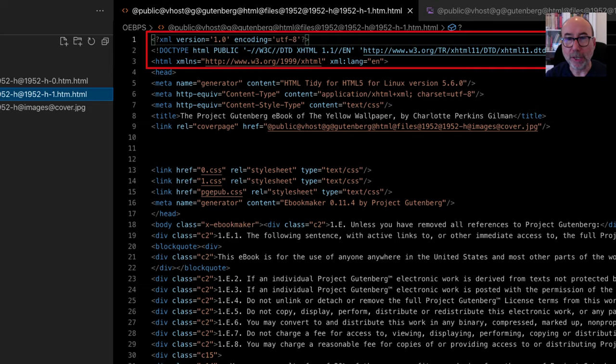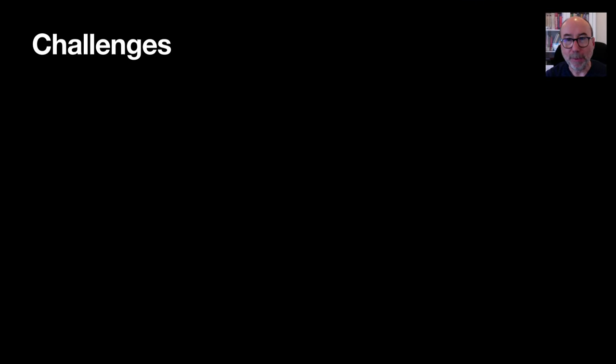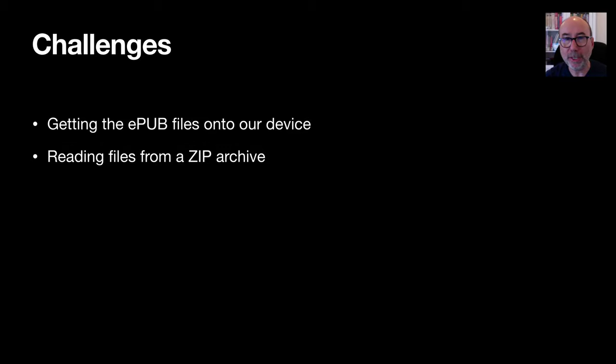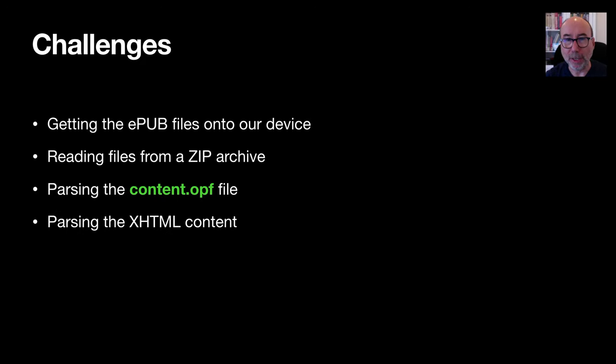So there are several challenges to solve. We need to get some EPUB files onto our device. We need a zip library that will run on the ESP32 and let us read files from the EPUB archive. We need to parse the content.opf file using an XML parser. And finally, we need to take the XHTML items, parse them, and lay them out so they can be rendered on the ePaper display.